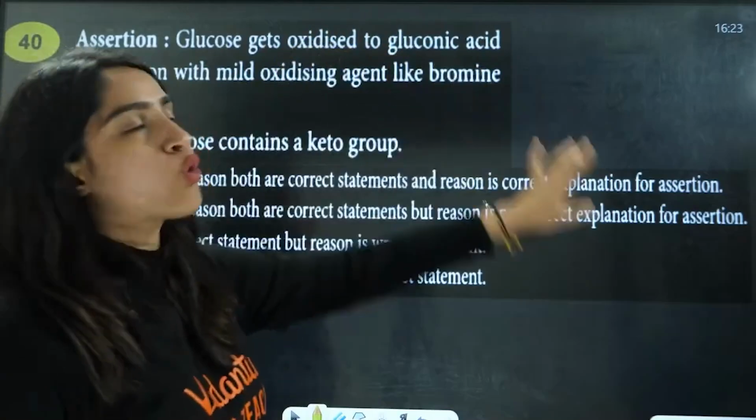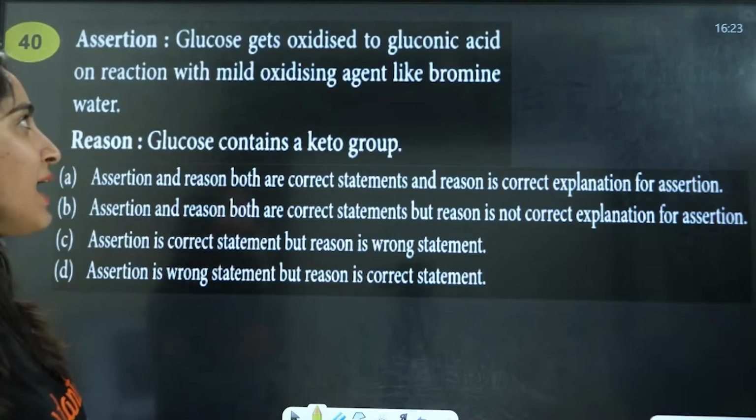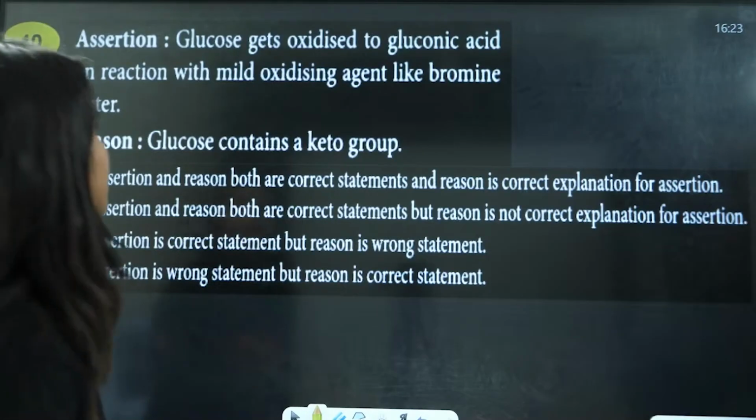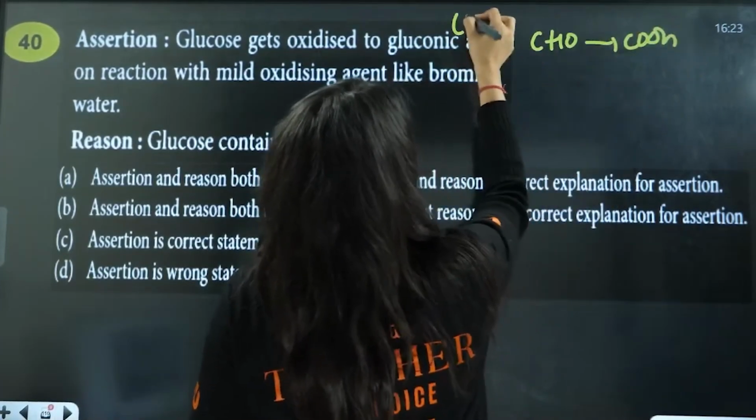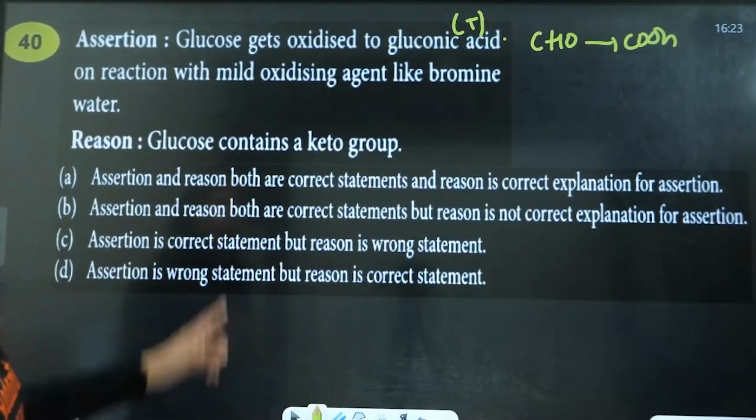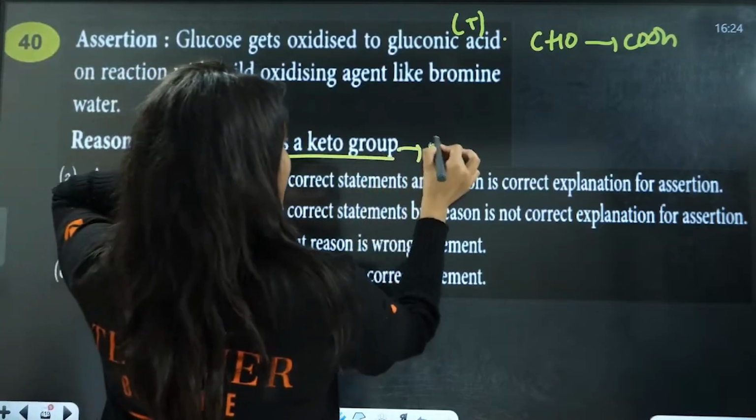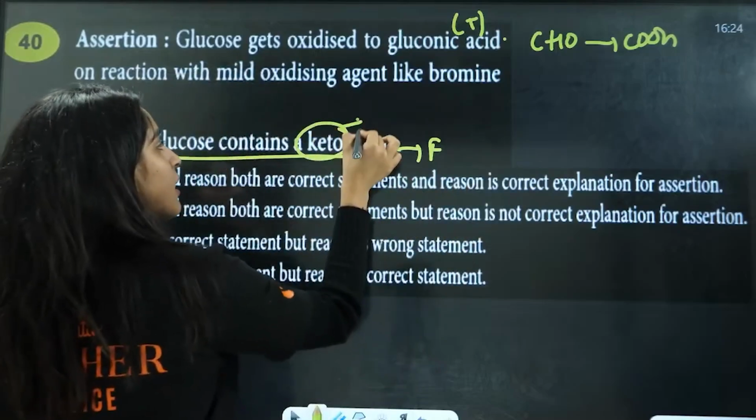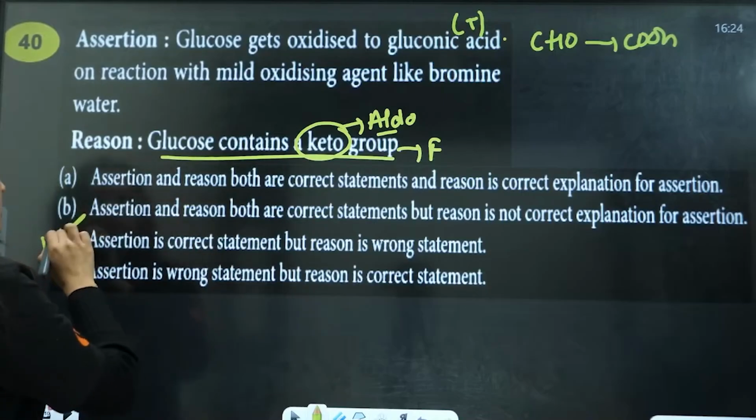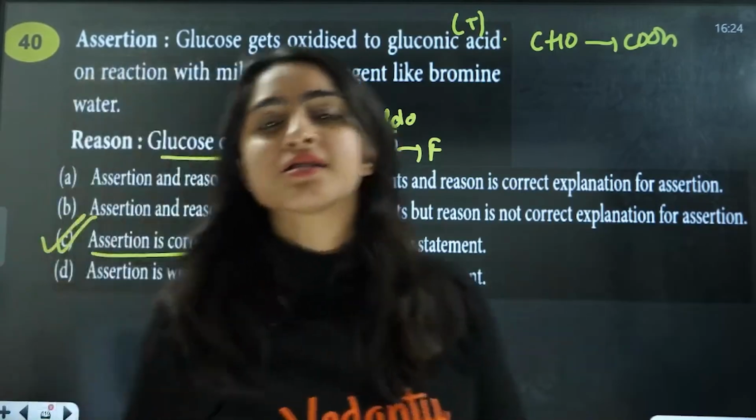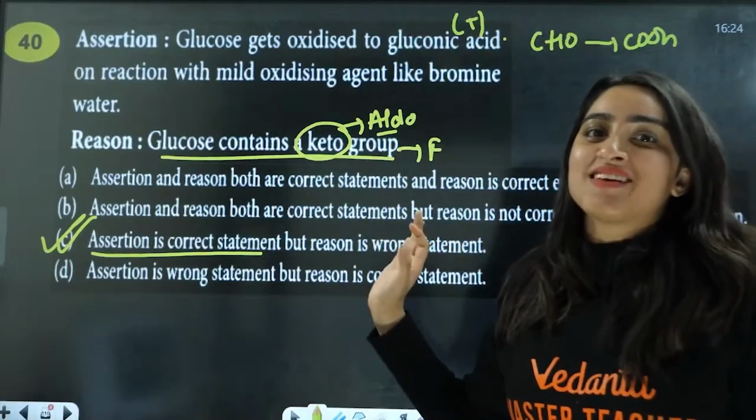Glucose gets oxidized to gluconic acid. Okay, yes, that is true. CHO group is oxidized to COOH. Yes, that is true. On reaction with a mild oxidizing agent like this, yes. Glucose contains keto group. No, glucose contains aldehyde group, not keto group. So here the assertion is true, but the other statement is false. So the best answer is C. Okay, my favorite one is C.